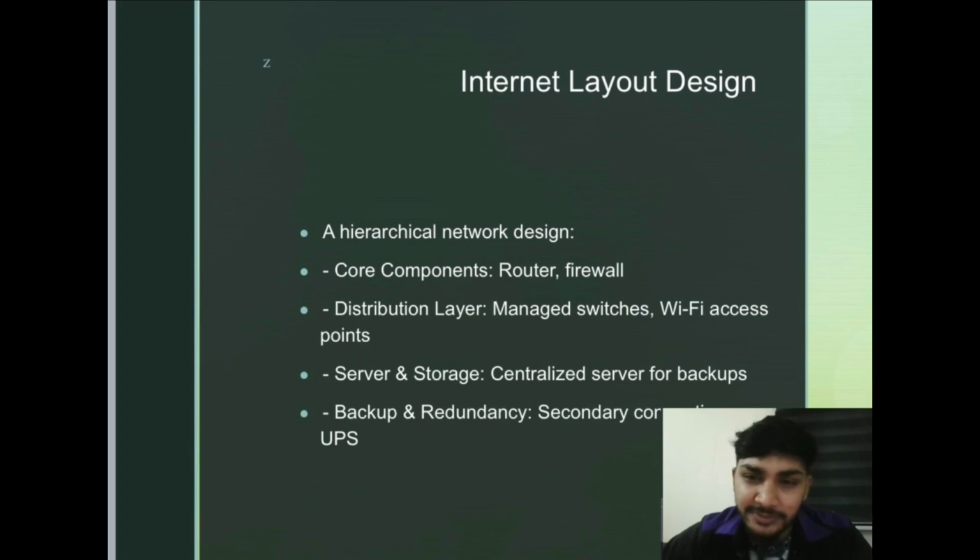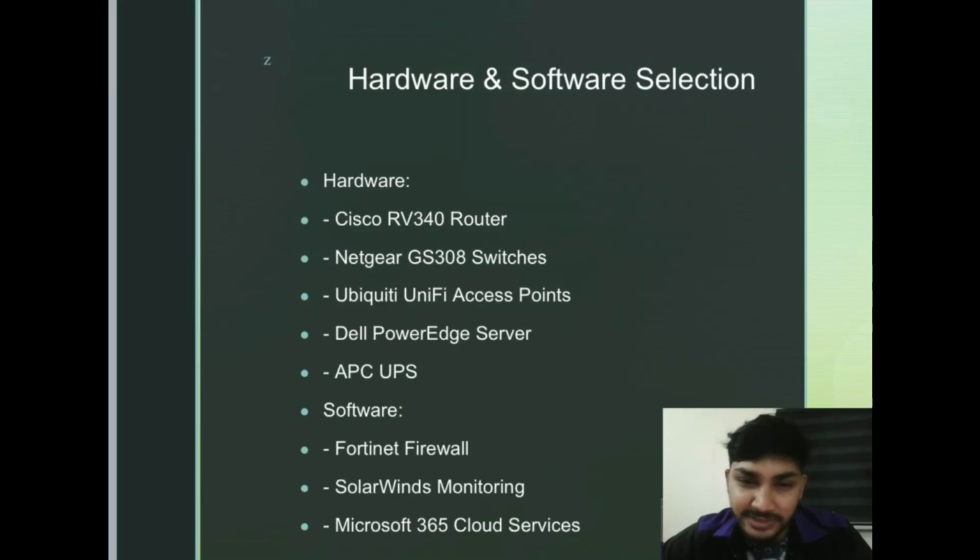There are several points for the internet layout design. The router and firewall will be used as the core components. The managed switches and Wi-Fi access points will be used as a distribution layer. And the centralized server for backups is the server and storage. For the backup and redundancy, it is written as secondary connection, like 4G LTE or mobile data or something like that. Okay, so I'll be proceeding with the hardware and software selection as well.